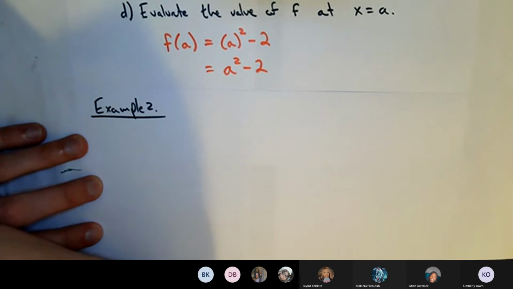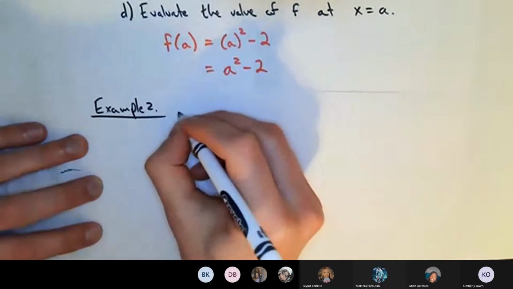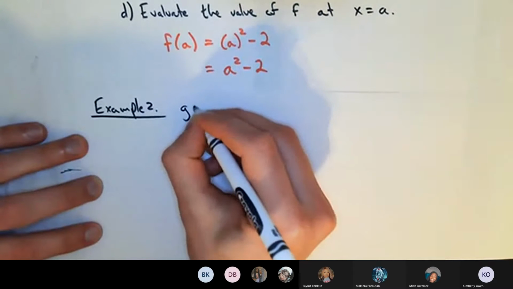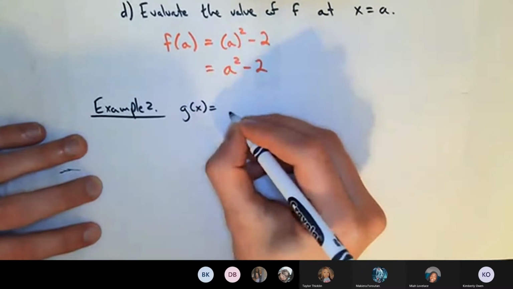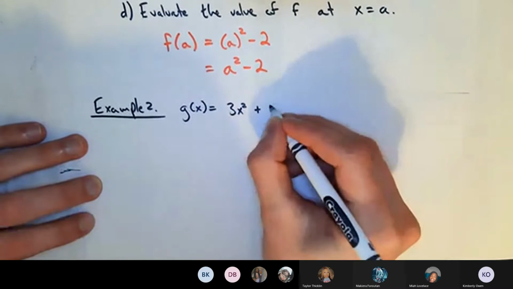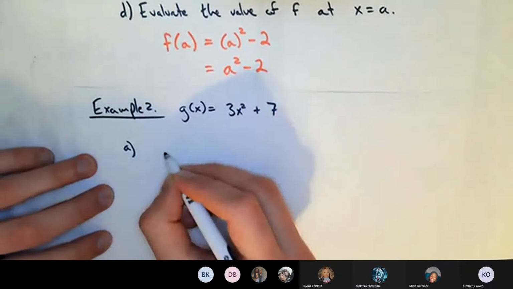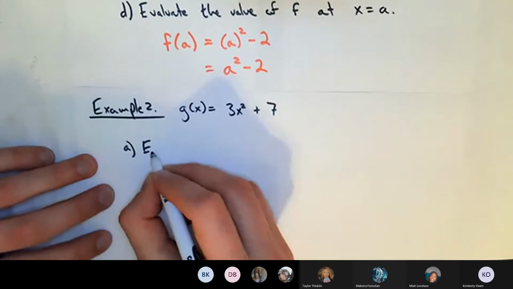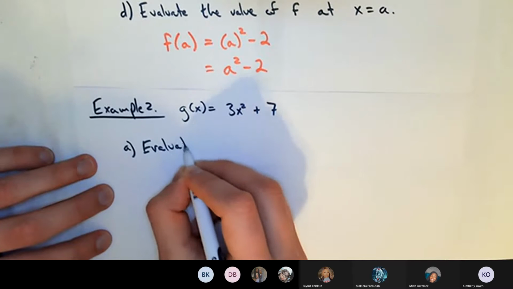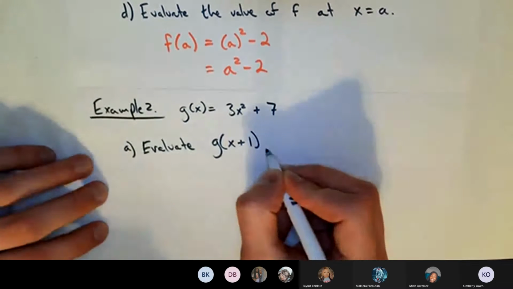And let me see what kind of functions they give. Yep. Let's say g of x is equal to 3x squared plus 7. Okay, we're going to evaluate, I'm going to shorthand this, g of x plus 1.